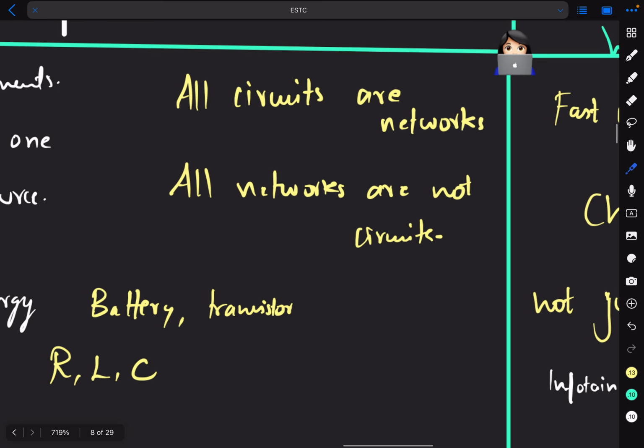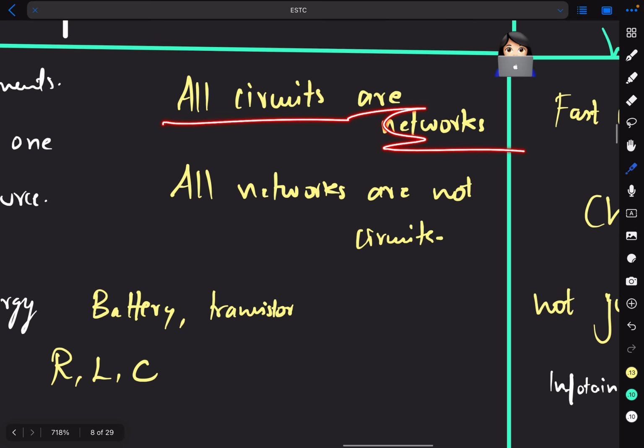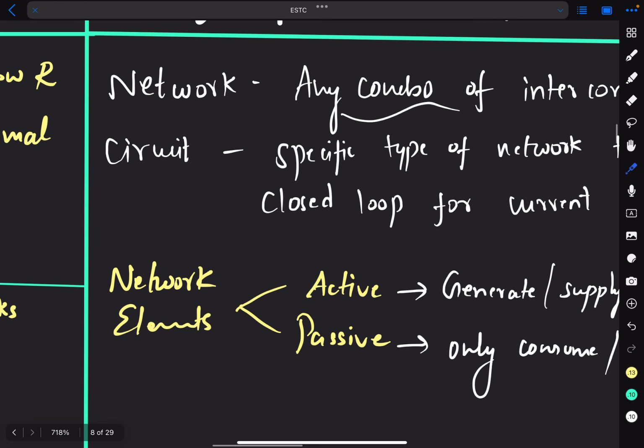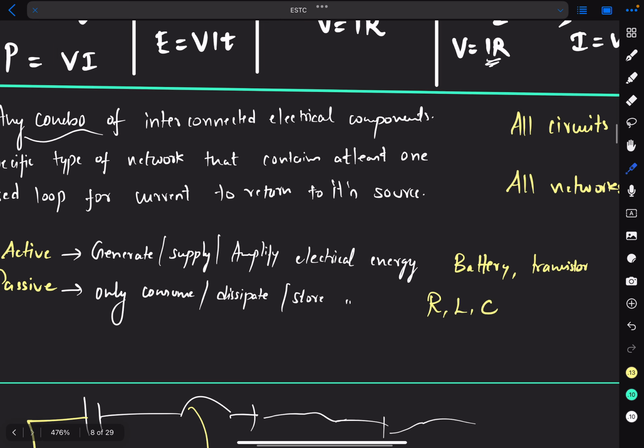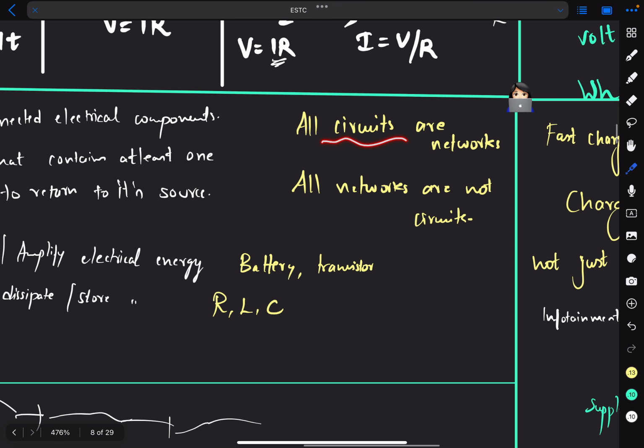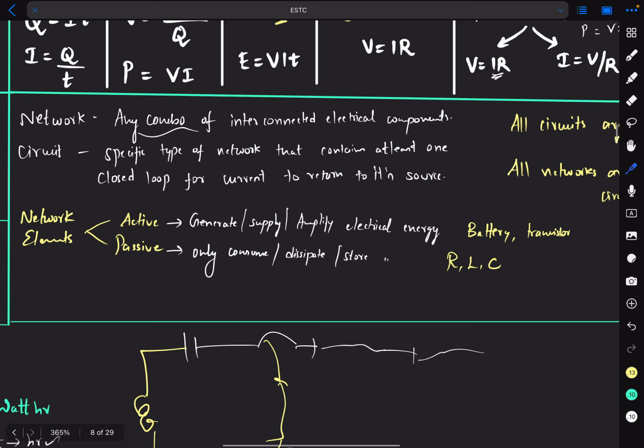Now, listen to me very carefully. All circuits are networks because I told you a circuit is a type of network. So all circuits come under the type of network. So all circuits are networks. But all networks are not circuits, because it is not necessary for a network to have a closed loop, right? It is not necessary. So we can't call all networks circuits. That's great.